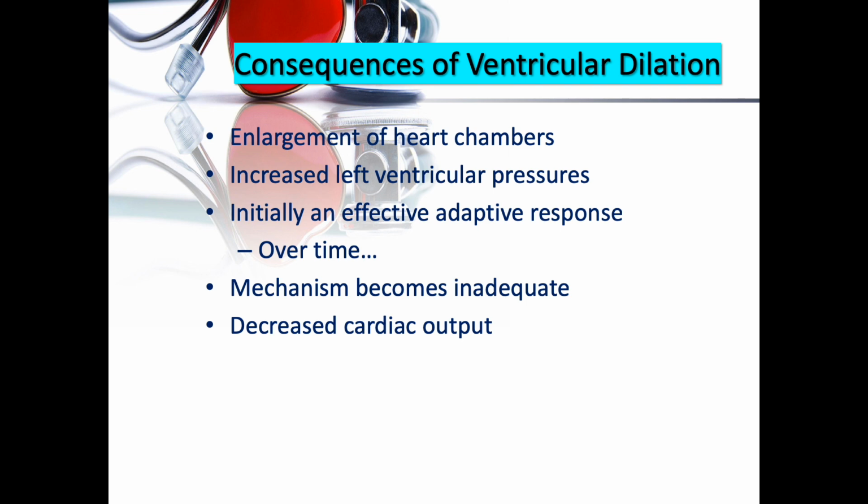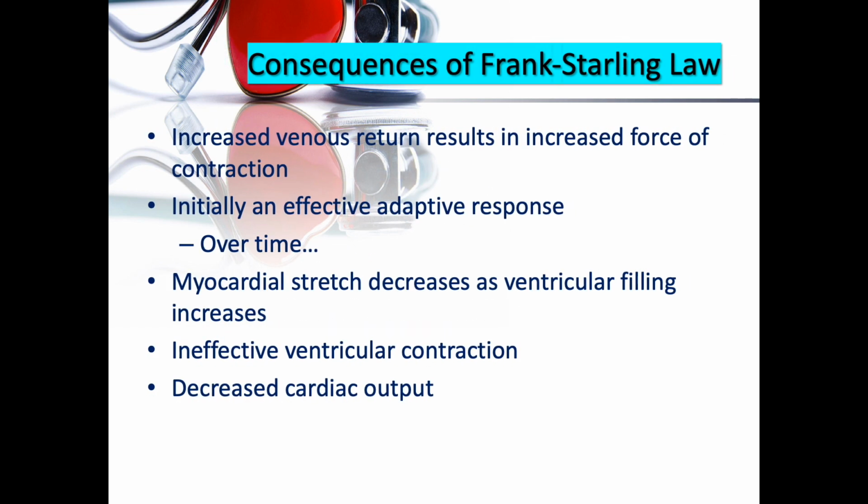Remember, originally it is an enlargement of the heart chambers. This causes increased left ventricular pressures and is initially an effective adaptive response. However, over time, this mechanism becomes inadequate as the ventricles become weaker and weaker. This leads to decreased cardiac output. As a reminder, Frank-Starling's law says that the more I stretch the ventricle, the faster and harder their recoil will be. That increases cardiac output.